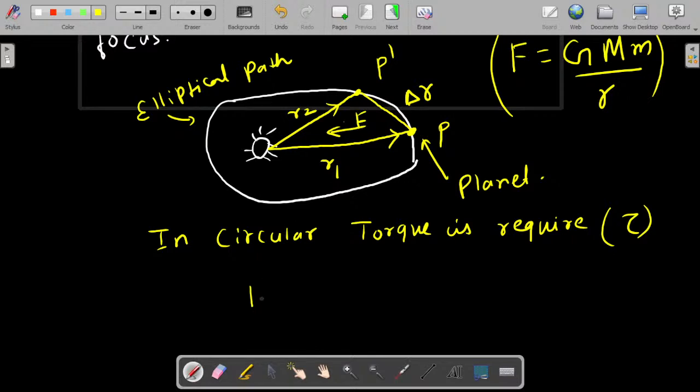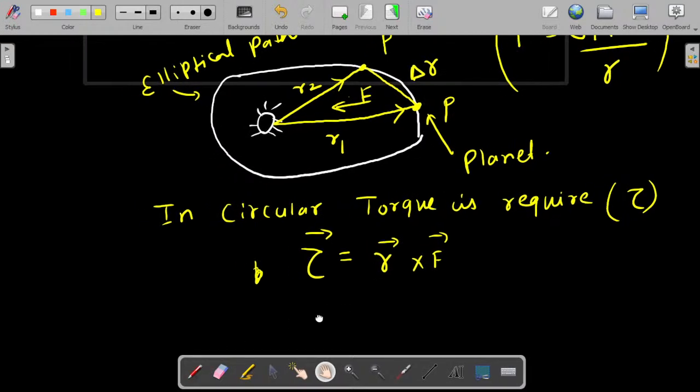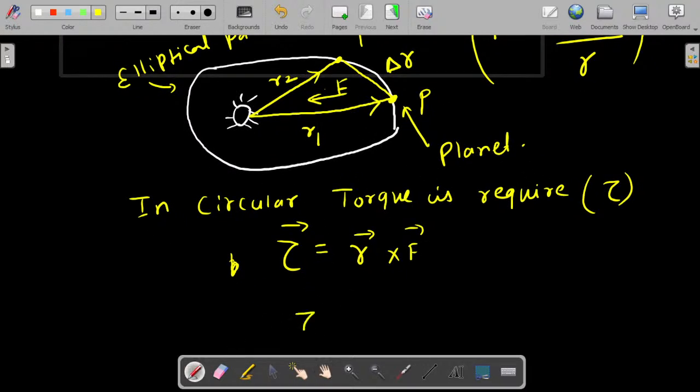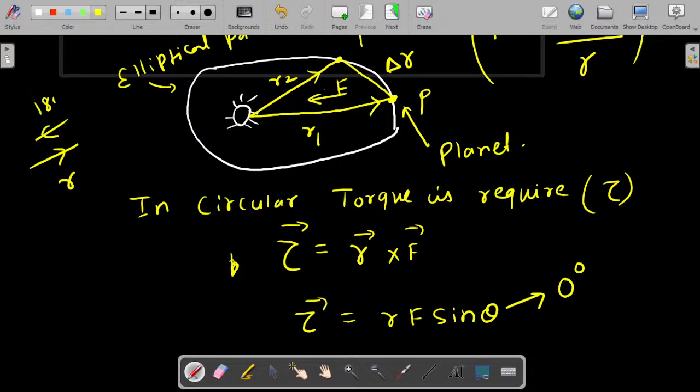Now you tell me, what is the general formula for torque? Torque is equal to R cross F. But here, what is the angle between R and F? You write here, torque is equal to RF sine theta. You tell me the angle between R and F. Here it is 0 degree. Why is it 0 degree? Because you see, R is in this direction, force is in this direction. So the angle between them is 180 degree.